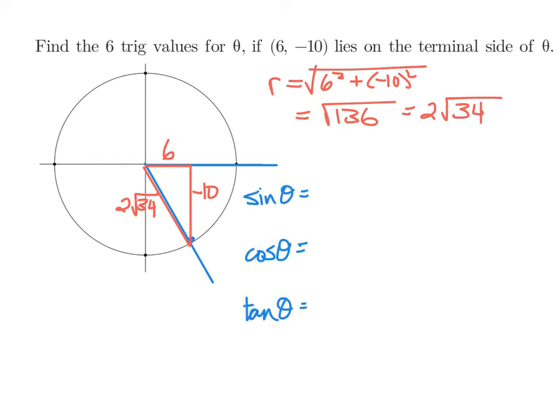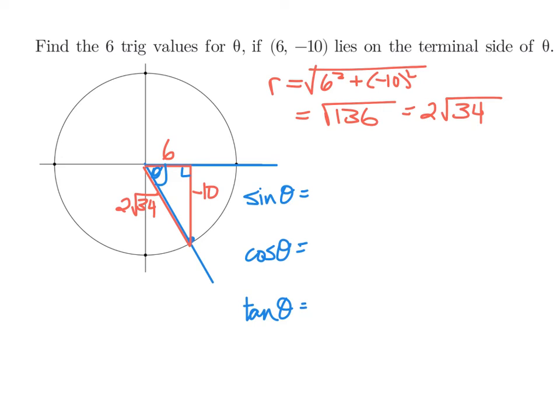And when we want to find sine, cosine, and tangent of theta, you know, we've been thinking of theta as always being this positive angle, but there's actually nothing in the problem that says that it is. It just says that the point 6, negative 10 lies on the terminal side of theta. So maybe theta is this negative angle. And then we are dealing with an acute triangle.